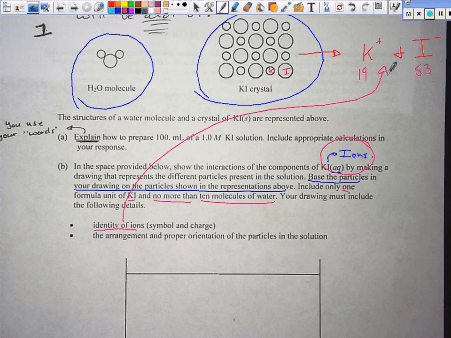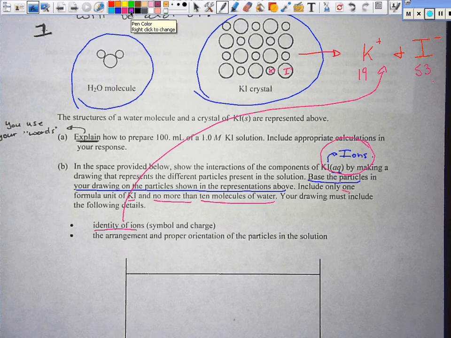And number 2, this is where every one of you probably would have failed this, because you didn't know what to do here. And when you see it, you're like, I would have gotten that if I would have just known what it meant. The arrangement and, here's the key, proper orientation of the particles in the solution. Proper orientation. What does orientation mean? The way it's presented, how it's arranged, right?